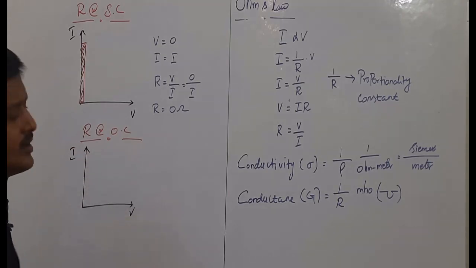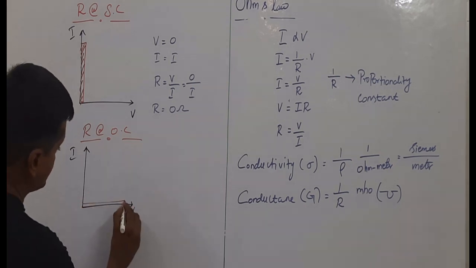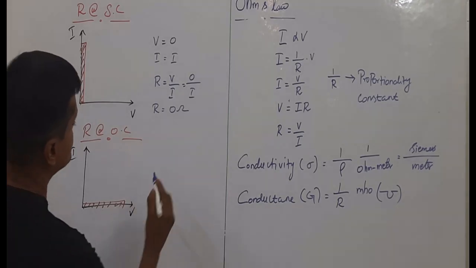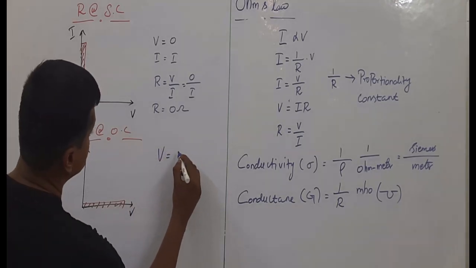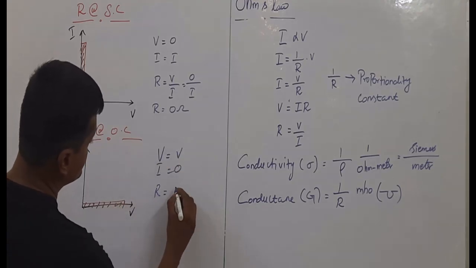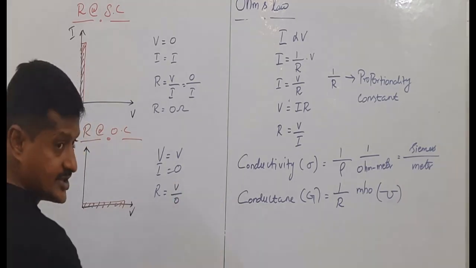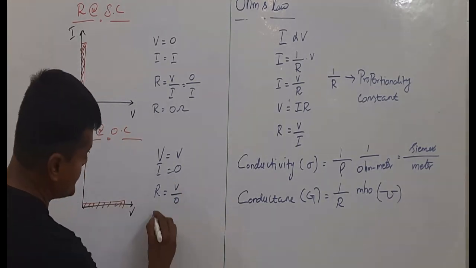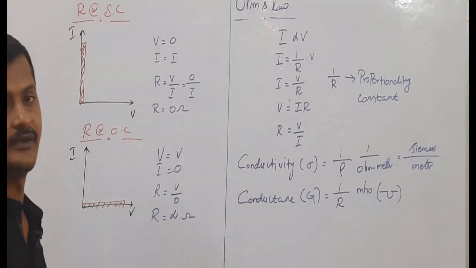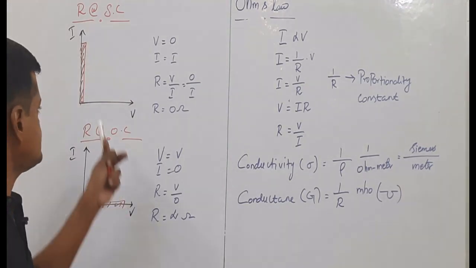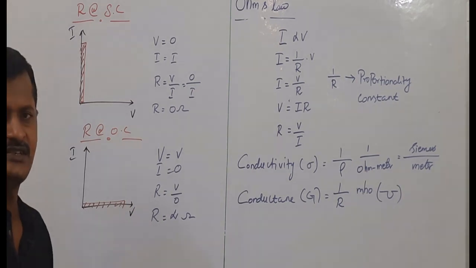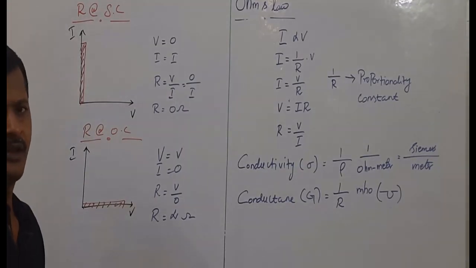So at open circuit, we have only voltage. The current will be 0. If V equals V, then I equals 0. So resistance equals V divided by 0. 0 divided by anything is equal to infinite ohms. So at open circuit the resistance is infinite, and at short circuit the resistance is 0 ohm, right?